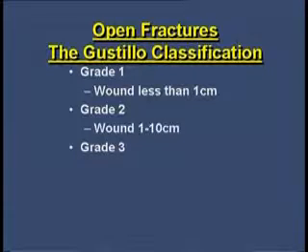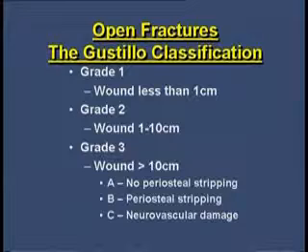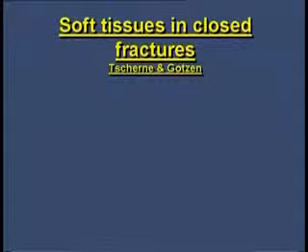A grade 3 compound fracture is any fracture where there is a wound greater than 10 centimetres. Such fractures are further subclassified depending on the degree of soft tissue stripping and whether or not there is any neurovascular damage. Although less widely used, Tscherne and Gotzen also graded the severity of soft tissue injury in closed fractures.